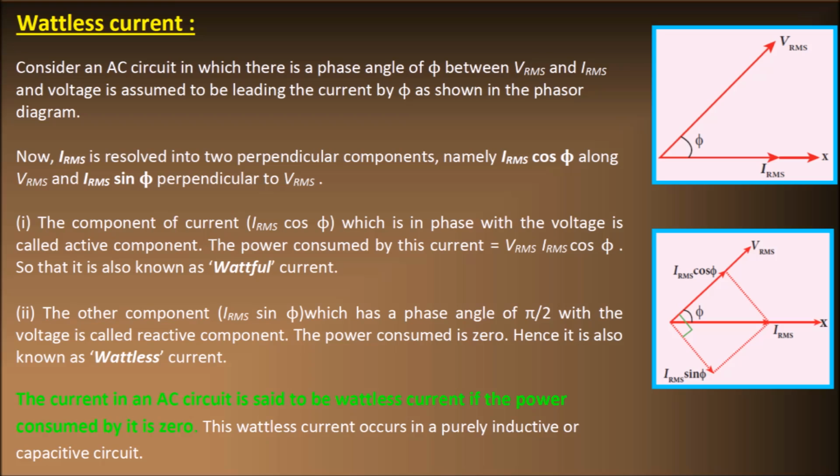Let us take a phasor diagram in which you can see that the Irms is parallel to the x-axis and the Vrms is leading the current by an angle of phi. So this is the case we are taking. From this phasor diagram, we are going to find whether the current is wattful or wattless. In order to find that, we resolve the Irms into two components, horizontal and vertical. When we resolve Irms, we get two components: Irms cos phi, along the direction of Vrms, and the other component Irms sin phi, perpendicular to Vrms. So now we have split into two components.